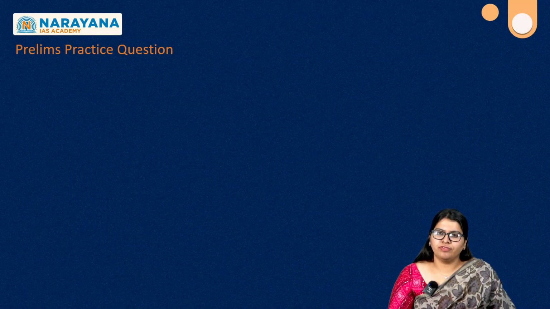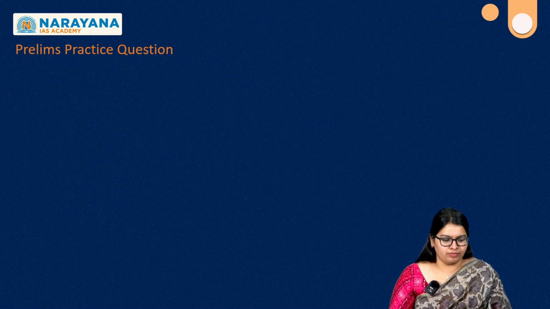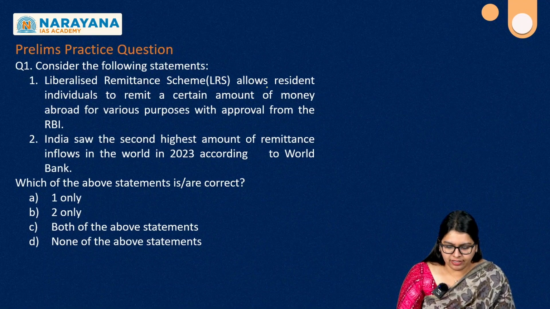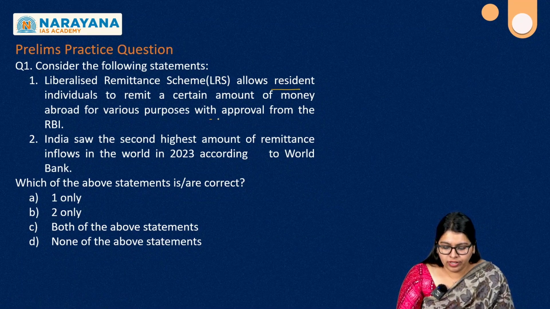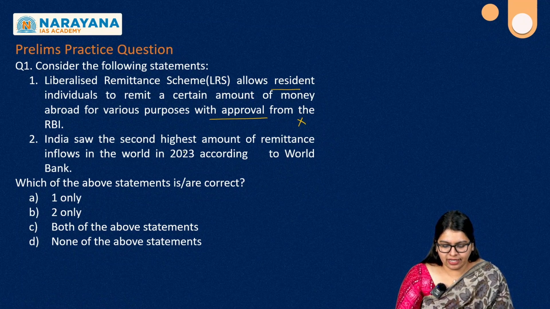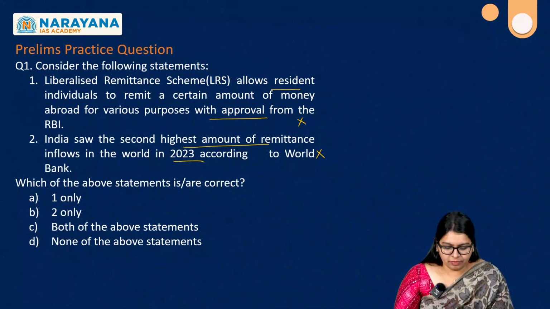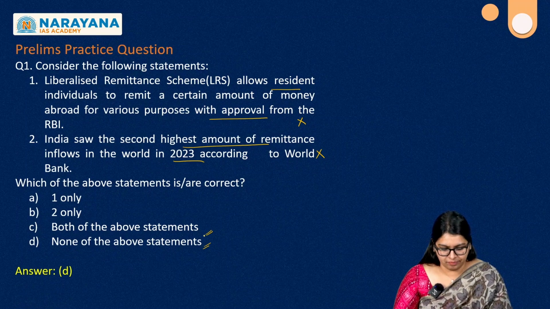Now let us solve a few prelims and mains practice questions. The first question reads, consider the following statements. The LRS allows resident individuals to remit a certain amount of money abroad with the approval from the RBI. This statement is wrong. India has seen the second highest amount of remittance inflows in the world in 2023. This is wrong, as we have seen the first highest amount of remittance. So which of the above statements are correct? One only, two only, both the above statements, and none of the above. As per the options, the answer becomes D.